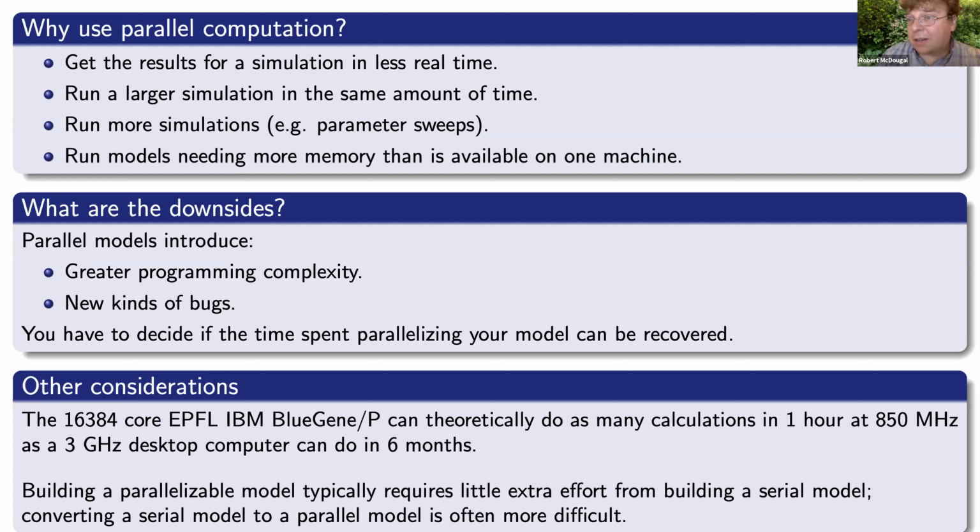However, here's the thing. If you're actually running a large model on a large system, so let's take the old 16,000 core Blue Gene P, any individual core on that system only ran at 850 megahertz. But if you compare that to a 3 gigahertz desktop processor, 16,000 cores at 850 megahertz is in theory doing as many calculations as a 3 gigahertz single core machine can do in 6 months. So there is a huge potential for speedup.